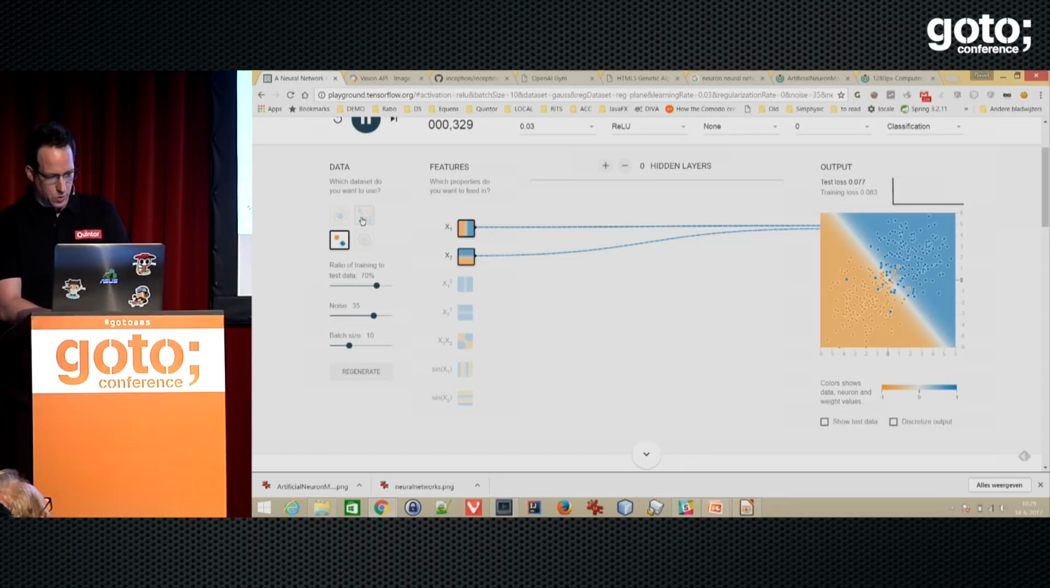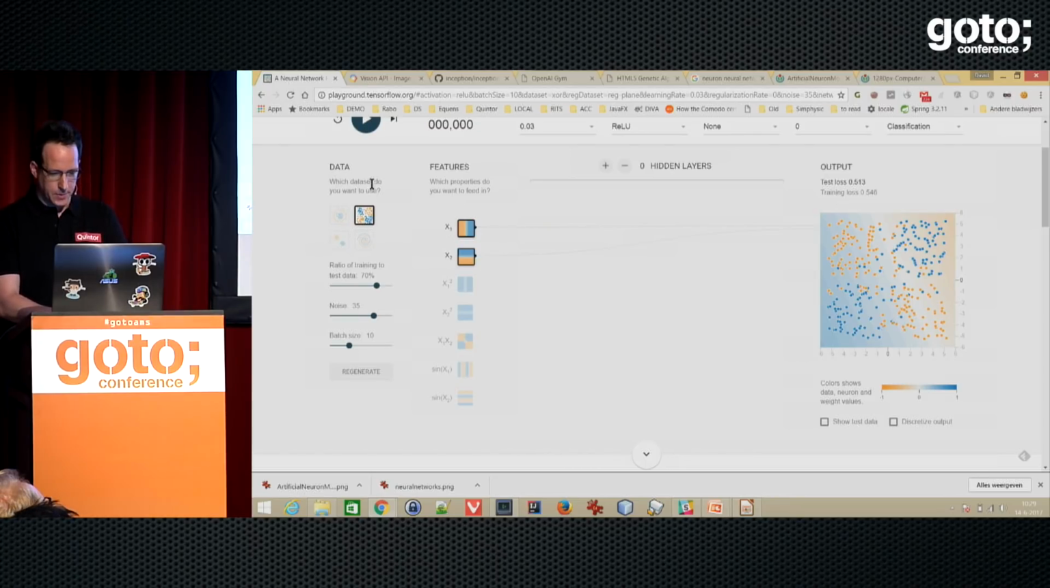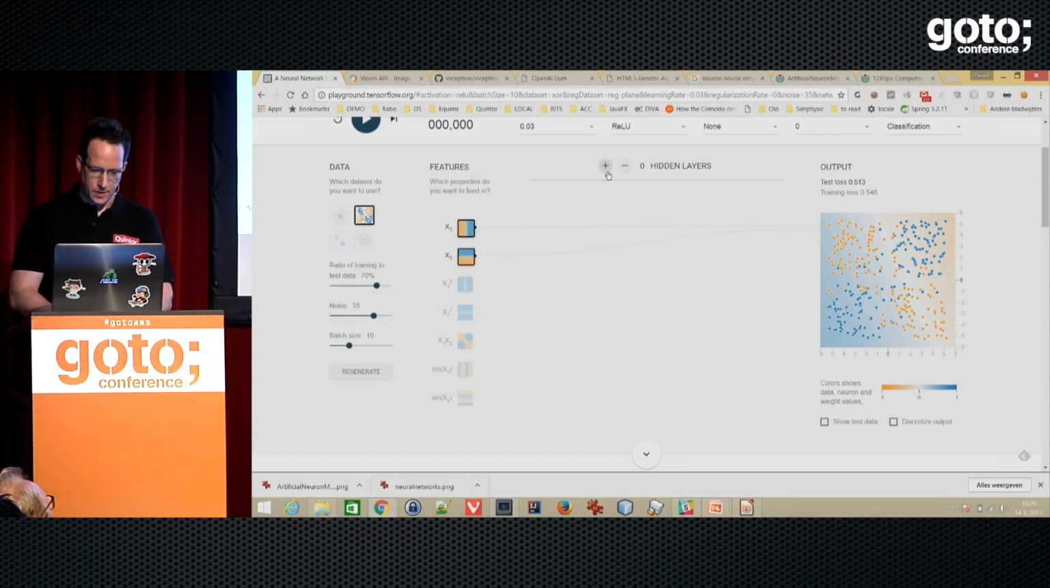So let's make it a little more complex. So you have 4 groups. Basically, orange is here, blue is there, and blue is there. Let's try to train it. Well, it's not going to match, is it? So we add a hidden layer. Let's see what it does.